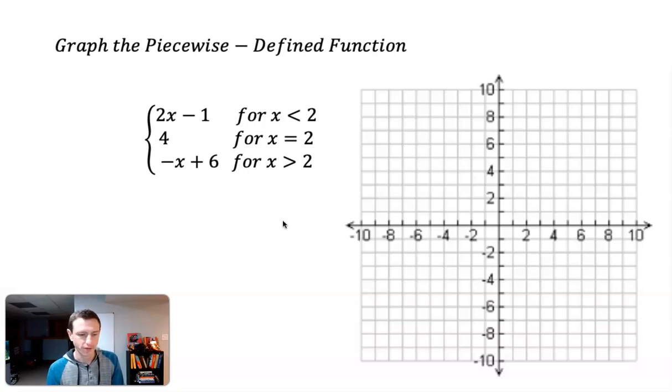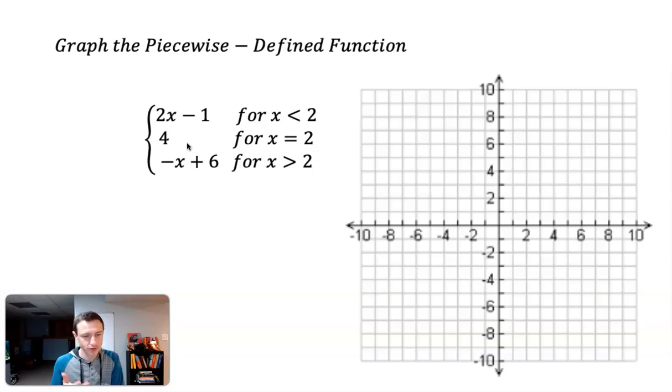Here we're graphing this piecewise defined function, and we have the restrictions here: 2x minus 1 for x values less than 2, 4 for x equal to 2, and negative x plus 6 for x greater than 2. So we have three different scenarios that we want to be aware of. Now the first one I want to talk about though is 4 for x equal to 2.